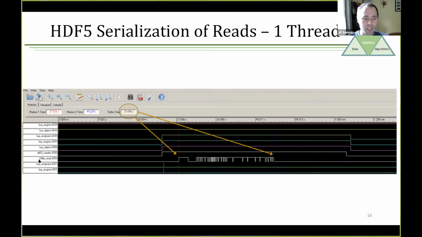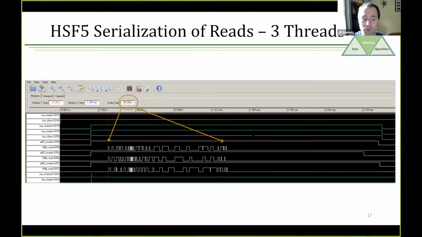So doing one H5 lib read on this thread ID, it took 21 seconds. We then issued 3 in parallel, and it's just under a factor of 3 longer. So we do gain some parallelization in the compute, but you can see the length of time for all 3 is almost 3 times greater than just one. And the reason for this is that it's all being serialized.